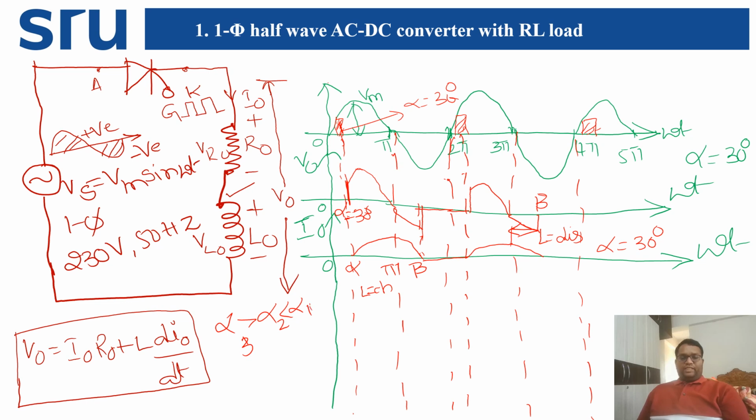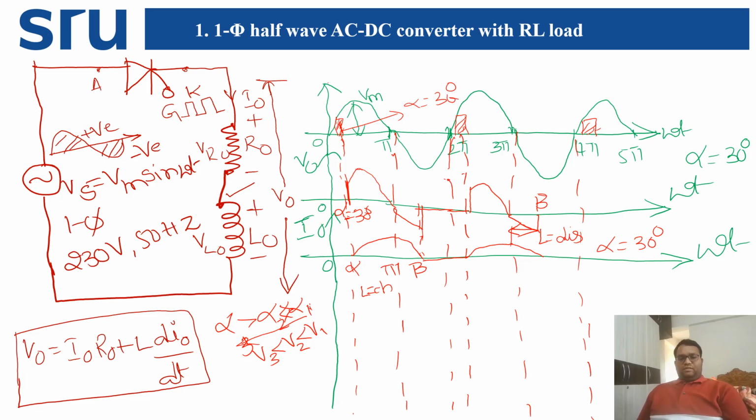Then the output voltage value will be positive. Let us take V3 less than V2 less than V1. It means if you observe that alpha is increasing, alpha 1, alpha 2, alpha 3, as alpha is increasing, the output voltage automatically tries to reduce. That is the thing we can observe over here.